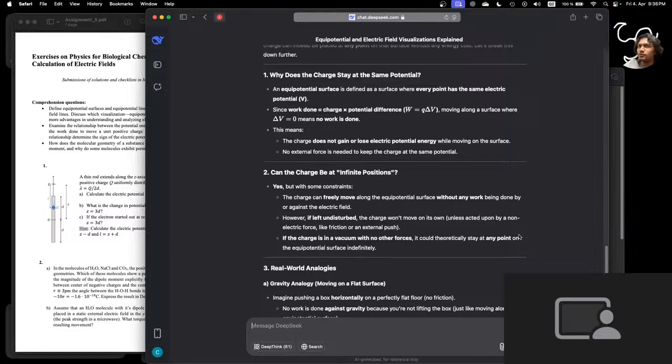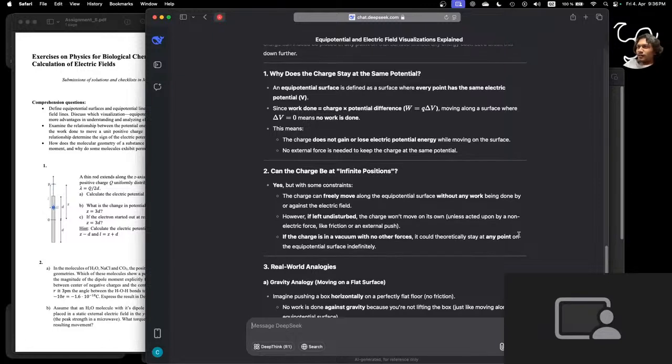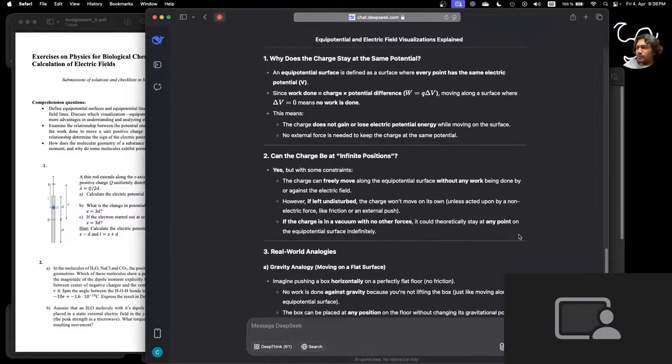What do you mean, left undisturbed? If the charge is in a vacuum with no other force, it could theoretically stay at any point on the equipotential surface indefinitely. I did not get the second point. However, if left undisturbed, the charge won't move on its own unless acted upon by a non-electric force like friction or an external push.